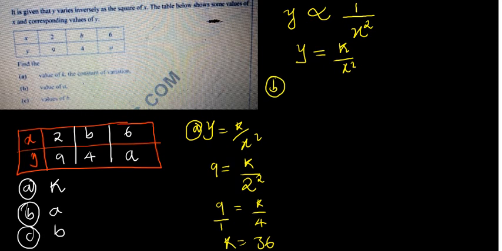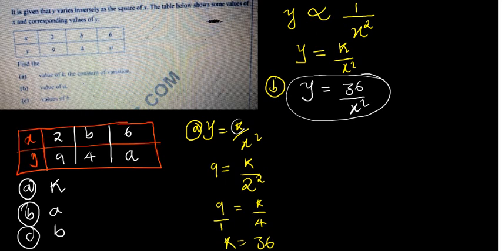Now for part B, we want to find the value for a. To be able to find the value for a, we are going to use the same equation which we have here. Now I'm going to rewrite the equation, but where there is k, I'm going to put the value. So y is equal to 36, which is the value we already found for k, divided by x squared. If they asked you to find the equation of variation, this is the equation of variation. You need to find the value for k and then substitute it there.